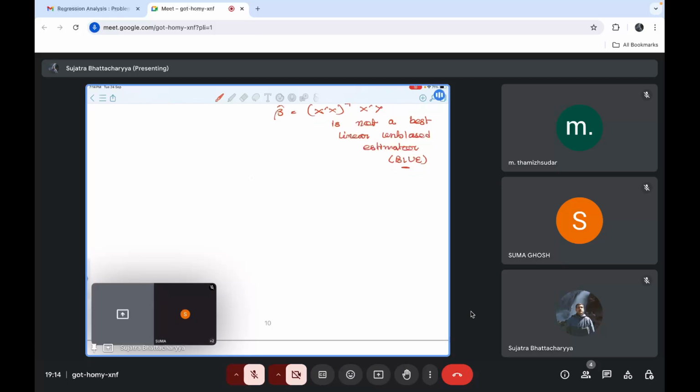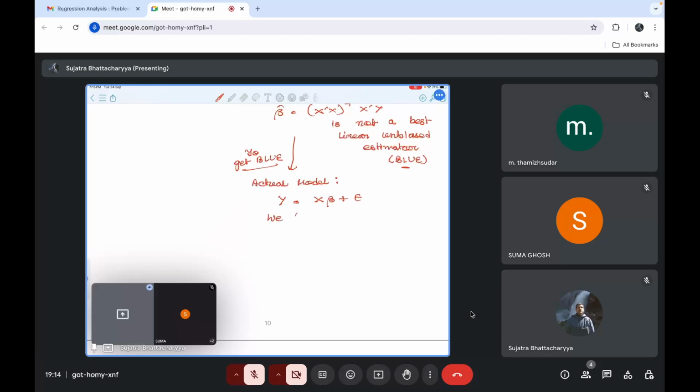So suppose your actual model, now to come out of this, to get the BLUE, what we do is that we have suppose actual model is y is equal to x beta plus epsilon. Okay, what we do is that we do some transformation.